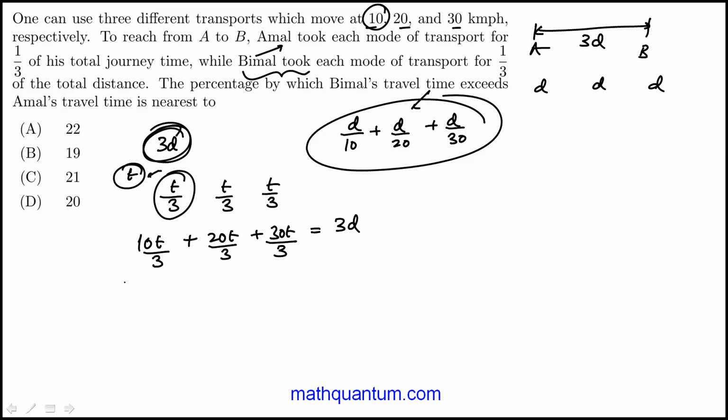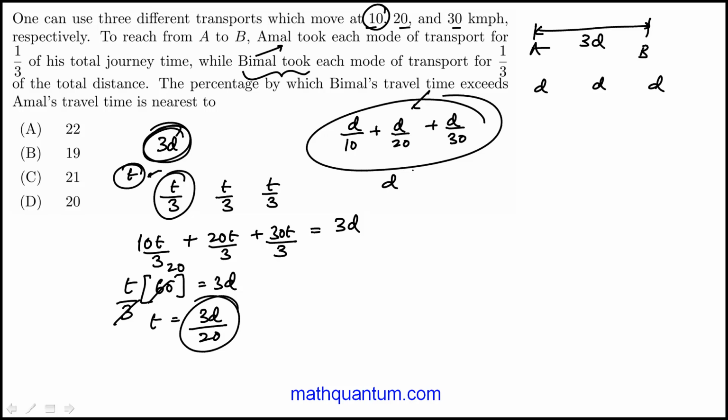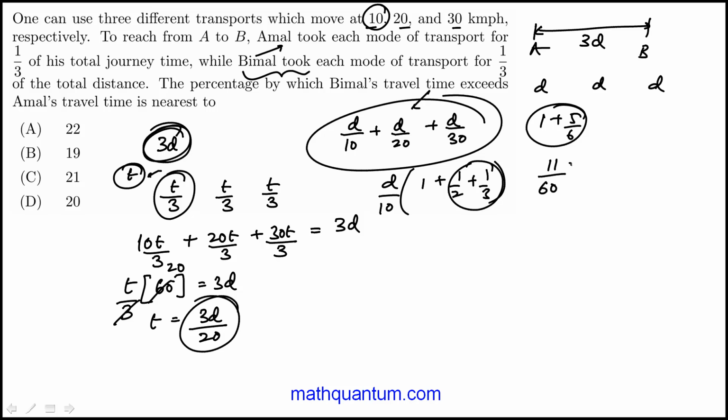And so I can calculate t. I can factor out 10 and t over 3, so that's 50, 60, and that's 20. So t is 3d over 20. Eventually, this is the total time that Hummel takes. Here also, I can just factor out a 10, d over 10, and then I just have to add these two fractions. So that's 5/6, so 1 plus 5/6, which is 11/6. So 11d over 60 is the time that Bimmel takes.